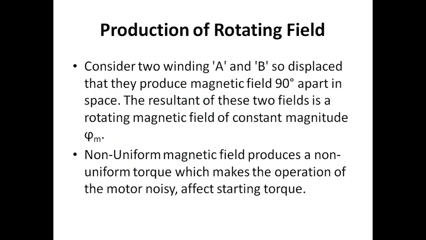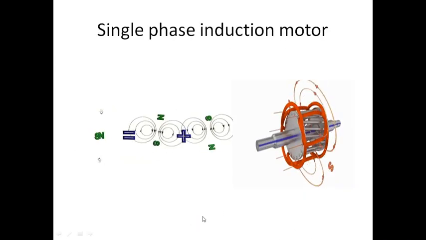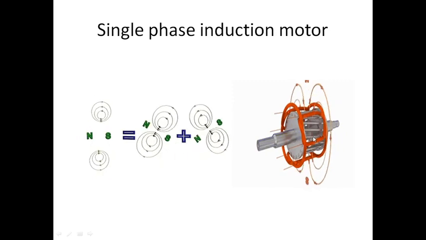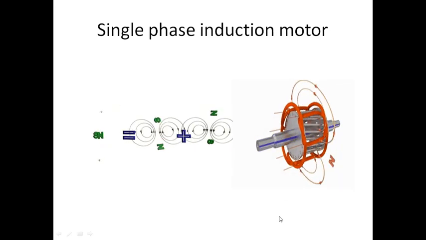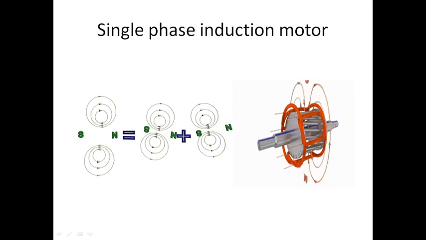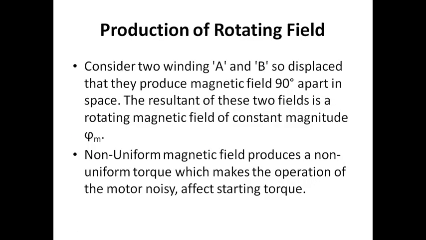If you are going to consider two windings, A and B, they are magnetically 90 degrees apart. In this diagram, if you see, they are magnetically 90 degrees apart. So I am going to have a magnetic field with a 90-degree phase shift. Amplitude will be the same, but your phase shift will be opposite.